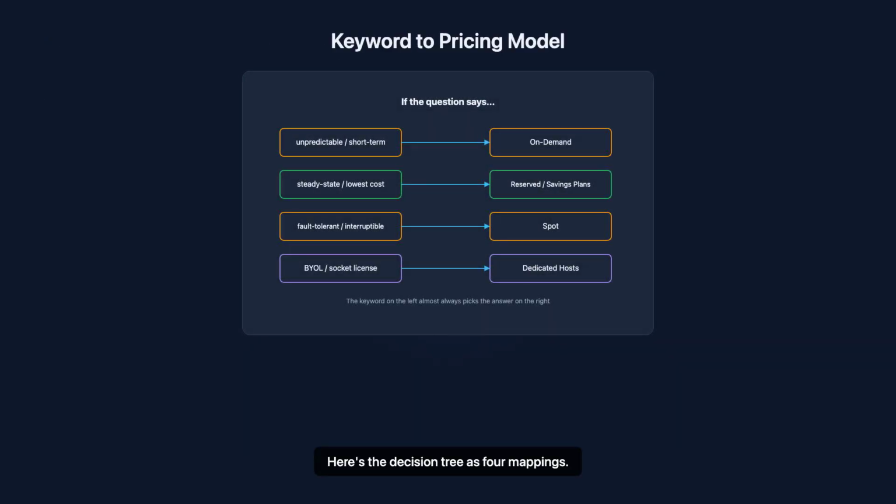Here's the decision tree as 4 mappings. If a scenario uses the word unpredictable or short-term, the answer is on demand. If it says steady state or lowest cost for a long-running workload, the answer is reserved instances or savings plans. If it says fault-tolerant or interruptible or batch, the answer is spot. And if it mentions bring your own license or a socket-based license, the answer is dedicated hosts. The qualifier word on the left almost always determines the answer on the right.